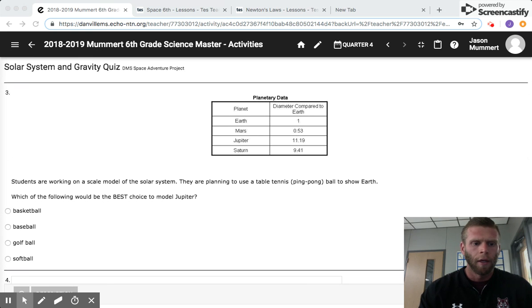Question 3. Students are working on a scale model of the solar system. They are planning to use a table tennis ping pong ball to show Earth. Which of the following would be the best choice to model Jupiter? A basketball, a baseball, a golf ball, or a softball?